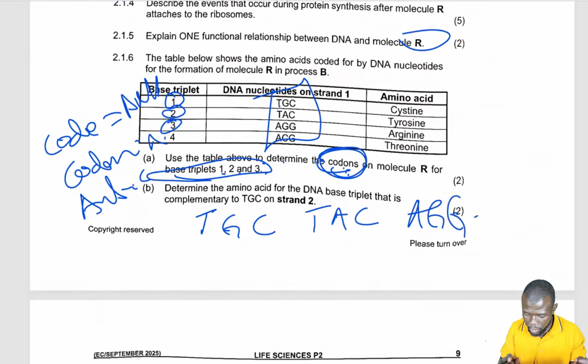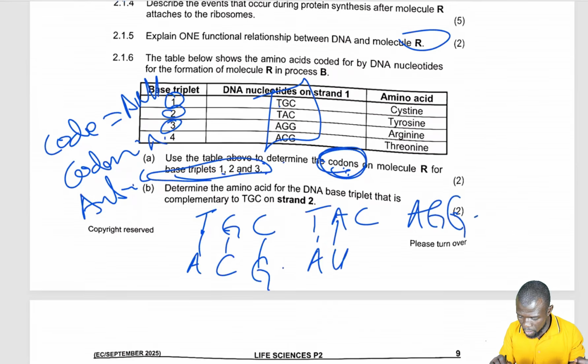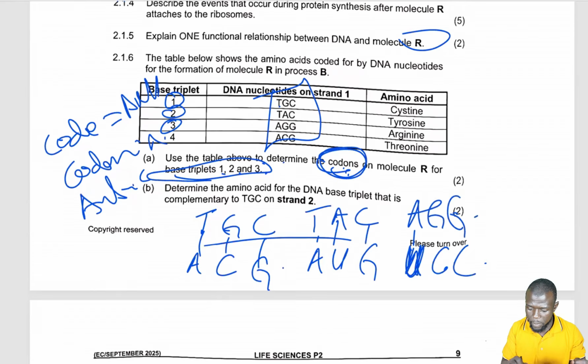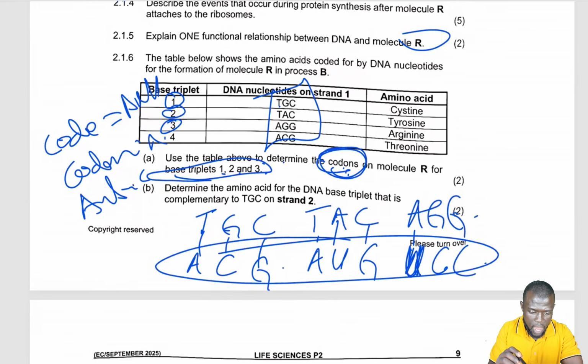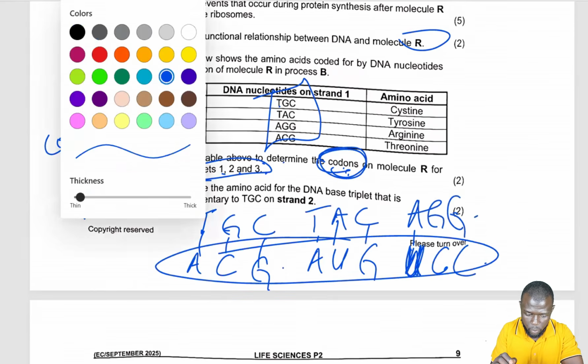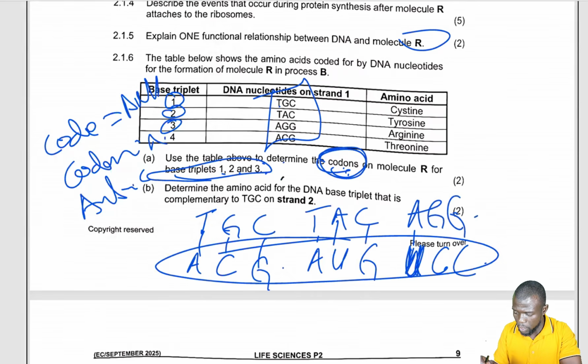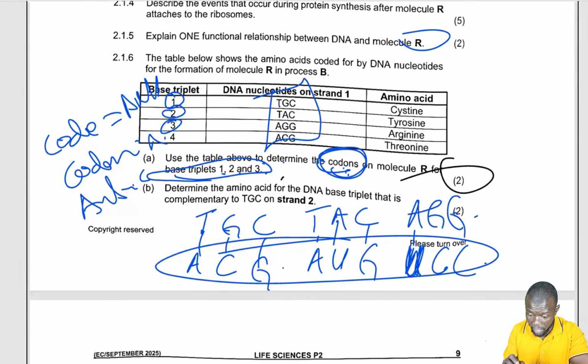T goes with A, then C with G, and G with C. Then A goes to U, T goes to A, G goes to C, then U, U, C, C. So basically this is what we are looking for, and that is what you are supposed to write. Yes, so you get your 2 marks there. How do they mark? I don't know, but it's supposed to be like that.